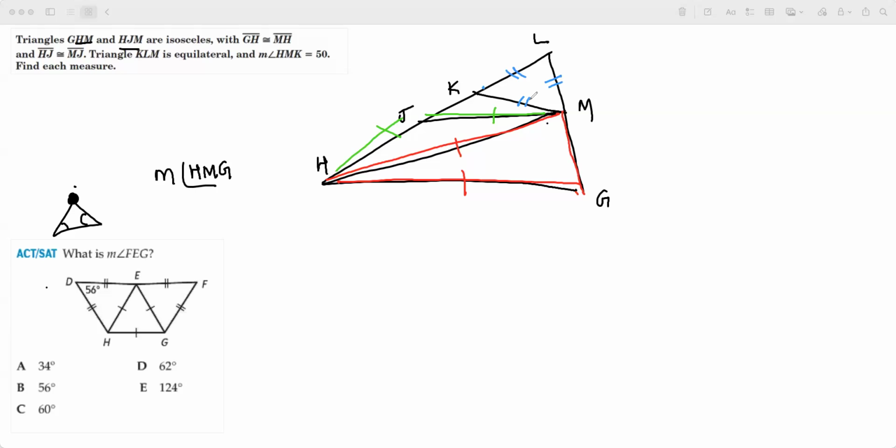Then HMK is 50. What is HMK? Oh, wow. This is 50 degrees. You know, this is 60, this is 60, this is 60. Please, it's angle chasing, Dhruv. Do you want to try? I will wait here. I have denoted everything for you guys. I would like you to try.